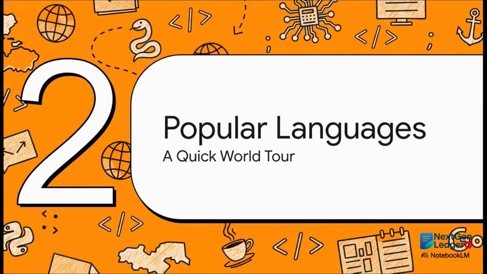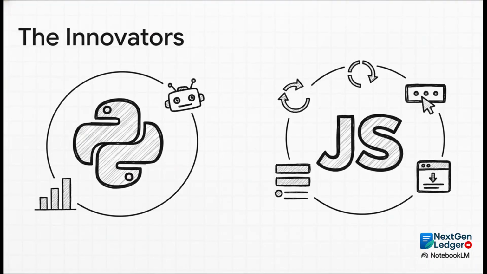All right. Enough with the theory. Let's actually meet some of these languages and see what they do in the real world. Think of this as a quick world tour of the biggest names in the game right now. First up, the modern invaders. You've probably heard of Python. It's famous for having this clean, simple syntax that's almost like reading English. That's made it the number one choice for a ton of fields, especially AI and data science.